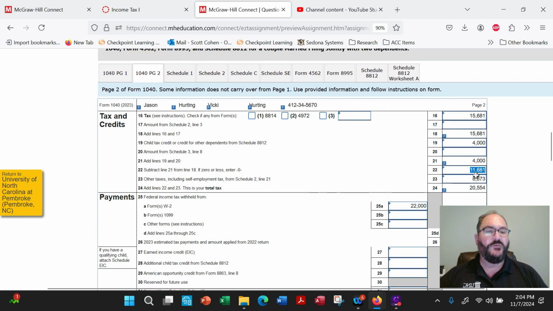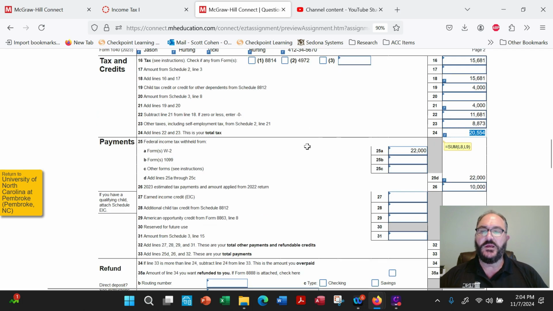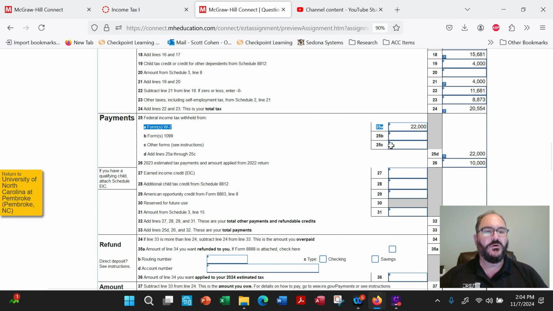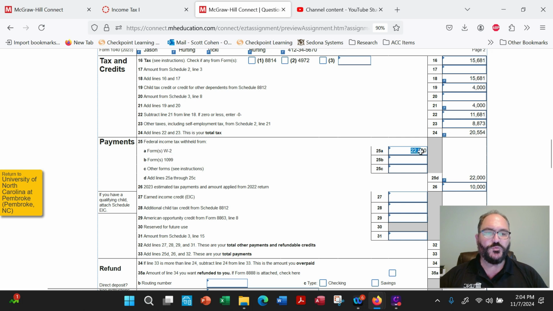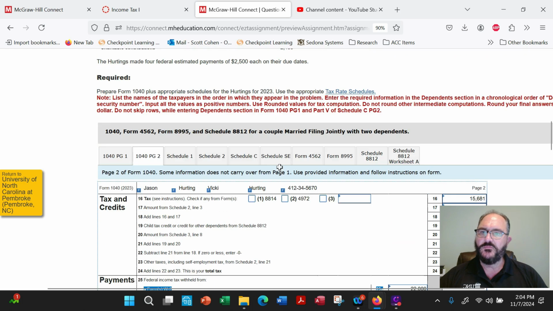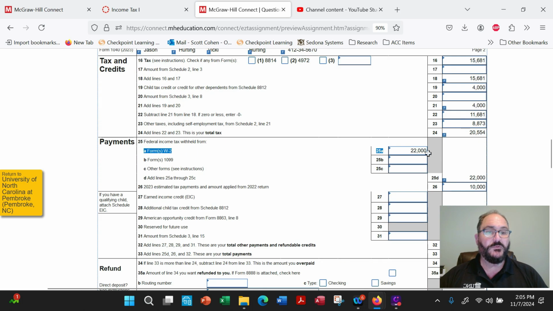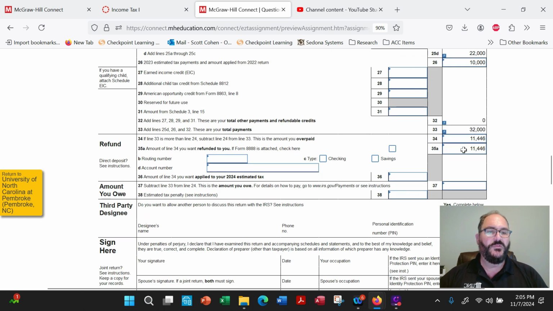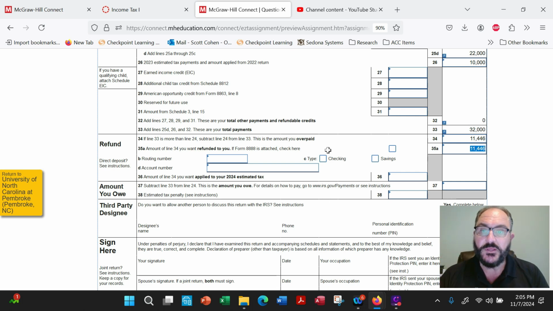$11,681. Then we have to add in that self-employment tax. So they owed $20,554. Now, they paid in $22,000 worth. Well, actually, the wife paid in the $22,000, because this came, see where it says Form W-2? I can't remember her name. What's her name? Vicky. $22,000 from Vicky, $10,000 from Jason. So they put in a total of $32,000. So check it out, they are going to get $11,446 back. And I bet they're going to be happy.